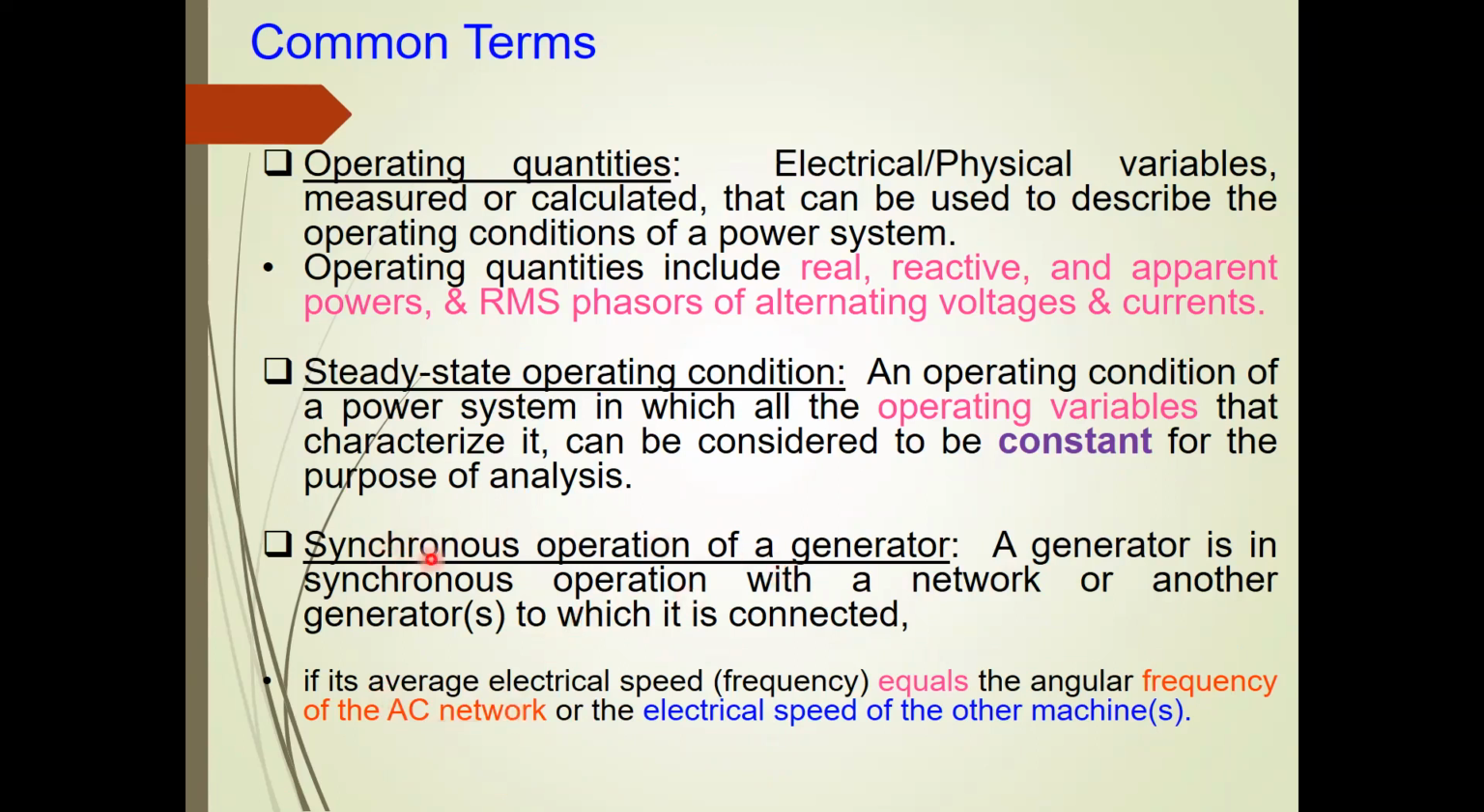Because we are saying synchronous operation of a generator with respect to the network. So if the speed of the generator equals the angular frequency of the AC network, or it could be the electrical speed of other generators, because synchronism is also with respect to other generators. So we always say synchronous operation if the frequency of the generator equals the system frequency or the frequency of other generators in the system. Right? Is it okay? Okay, we move to the next one.